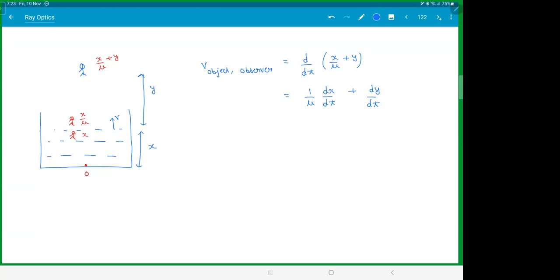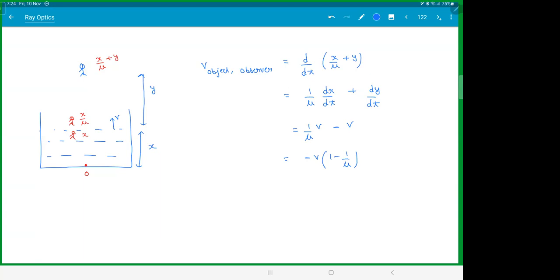When the liquid is going up, is x increasing or decreasing? X is increasing, right? So this is 1 by mu v. When liquid is going up, is y increasing or decreasing? Remember, y is the distance between the observer and the water level. Y is not the distance between object and observer. Y is the distance between observer and the water level. If the water level is going up, y decreases. So this is minus v. Got it? So most people forget this part dy by dt. So the answer here is minus v into 1 minus 1 by mu. Minus indicates it's actually going down. It's not going up.